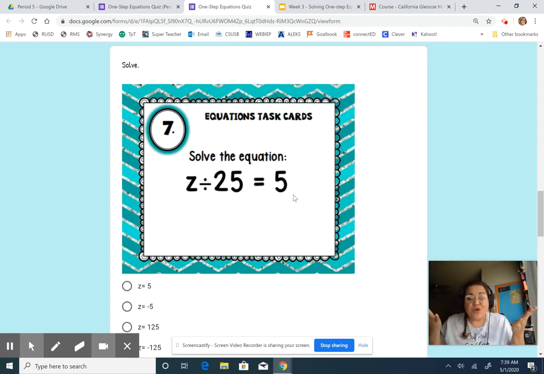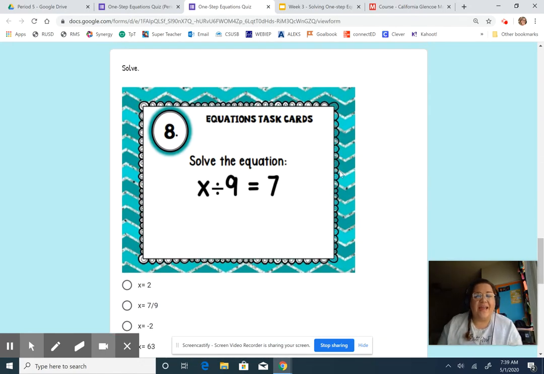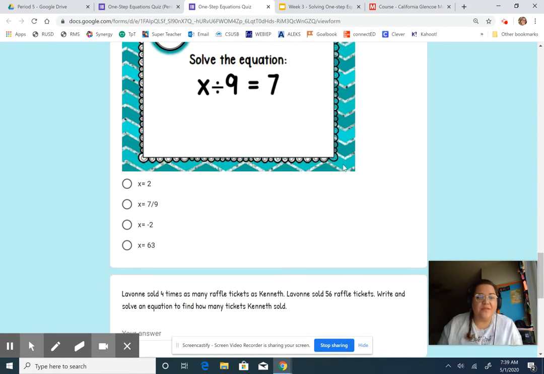So now we need to know the inverse operation of division. What's the inverse? What's the opposite of division? Okay, next question. x divided by 9 equals 7.